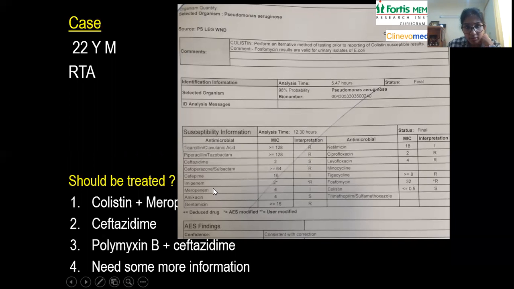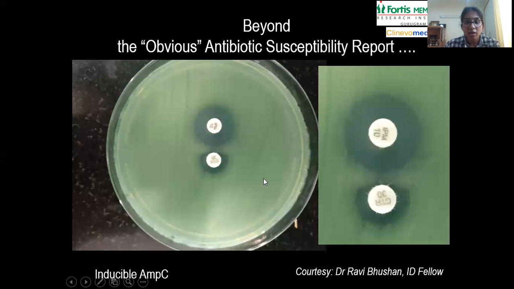So when we look here, meropenem is actually intermediate or resistant. Imipenem is resistant, but you have a beta-lactam, ceftazidime, which is sensitive. So there is a discrepancy here, and we went ahead and requested our microbiology to look for any inducible AmpC, which was tested by placing the ceftriaxone disc close to imipenem.